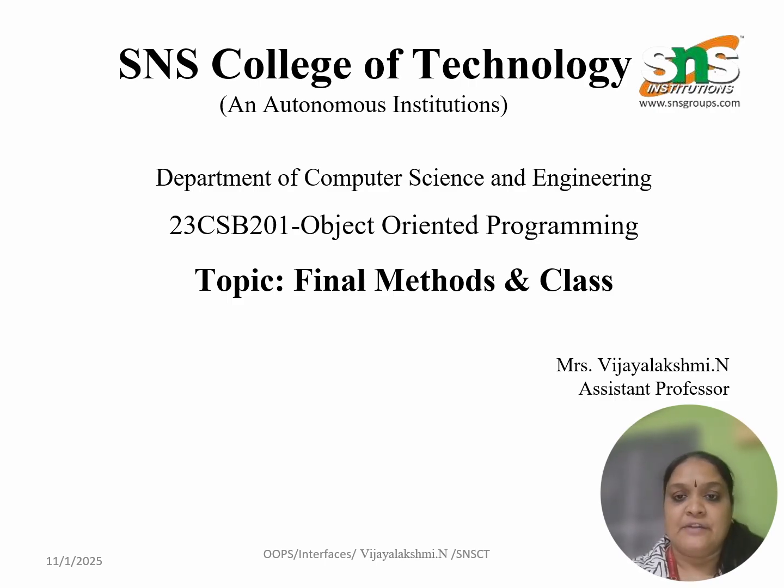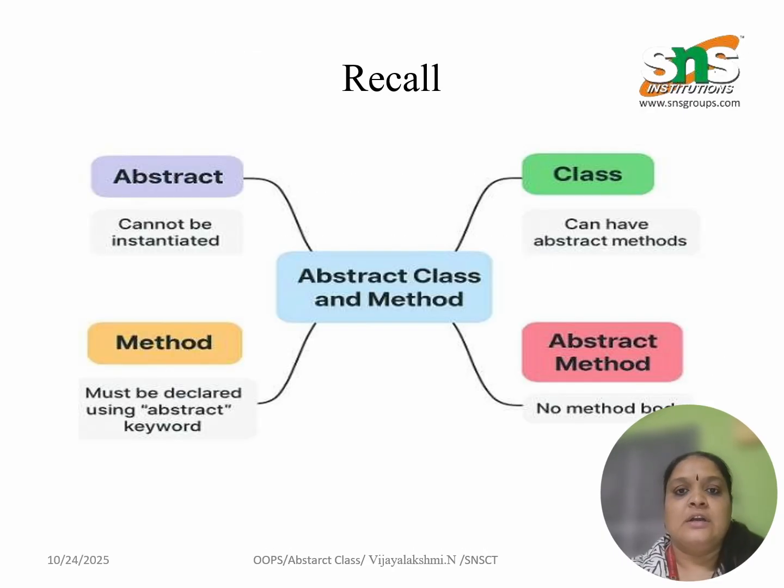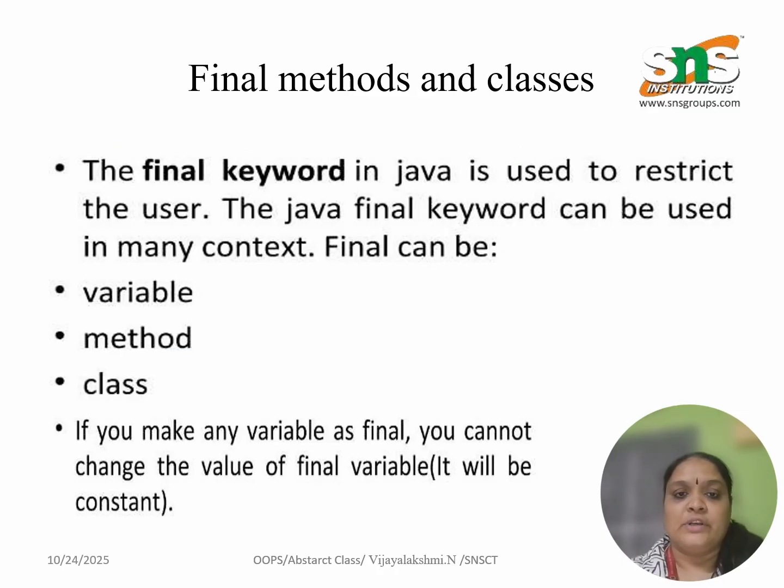Okay, so let me start with the introduction video. So this is the recall of the previous topic, that is abstract method. This we can discuss later. So let me move on to the topic here. So we need a final keyword in Java. What is the purpose of using it? It will restrict the user from using some other concepts here. The Java final keyword can be used in many aspects. The first one is it can be a variable, it can be a method, and it can be a class as well.